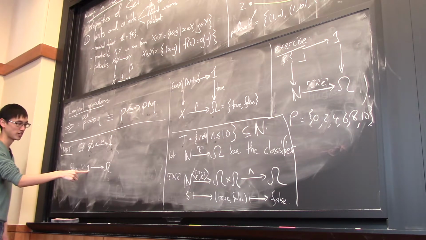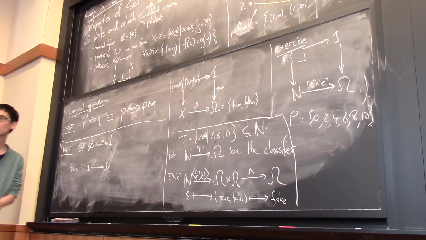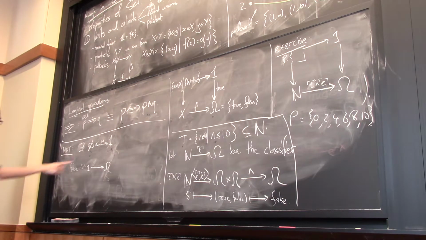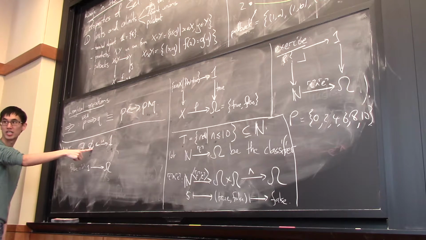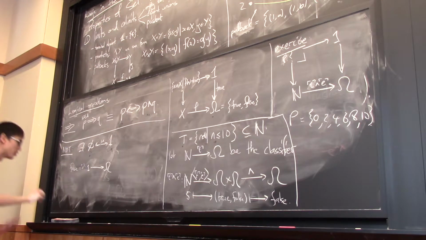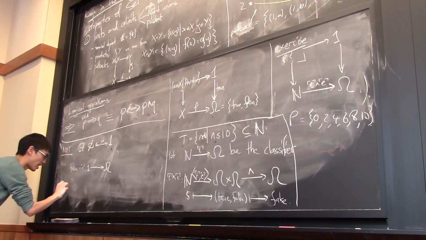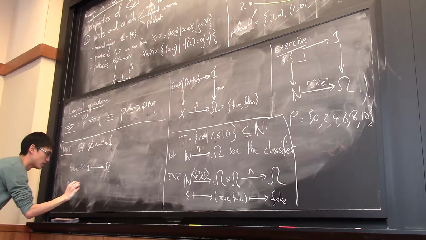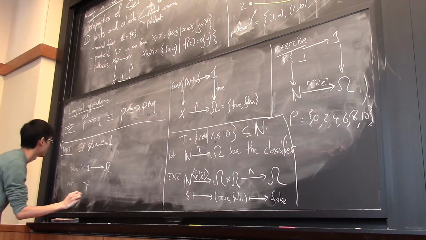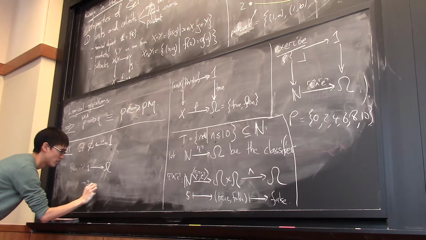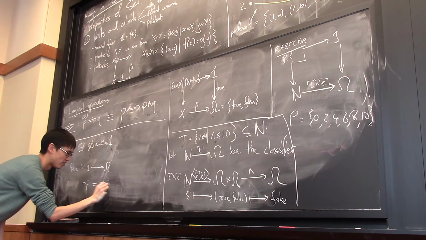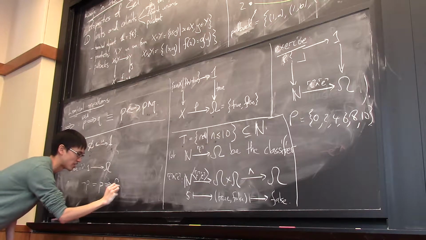And what does this map do? Well, it sends the unique element of this to false, because the unique element of this is not in this subset. So now that we have implication, we define not P to be the operation defined by P implies false.